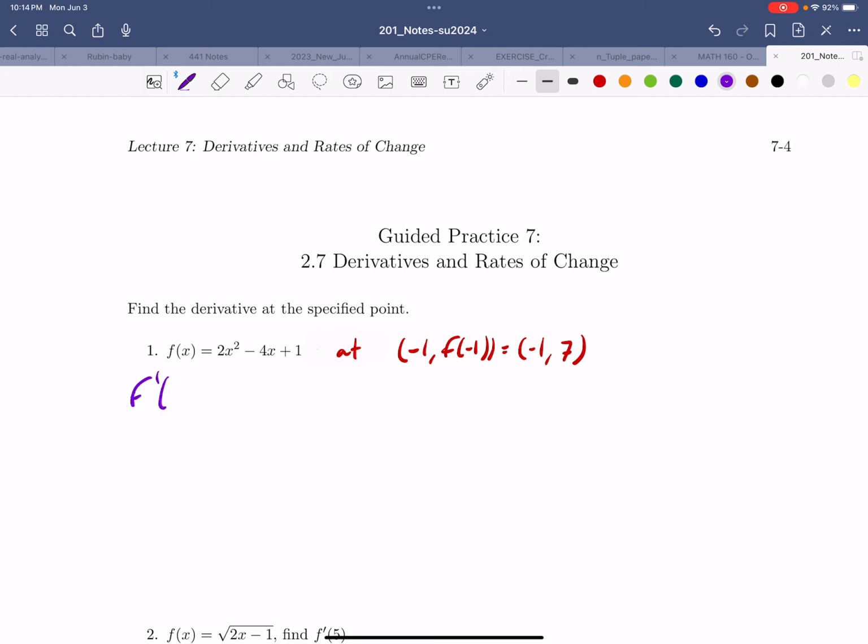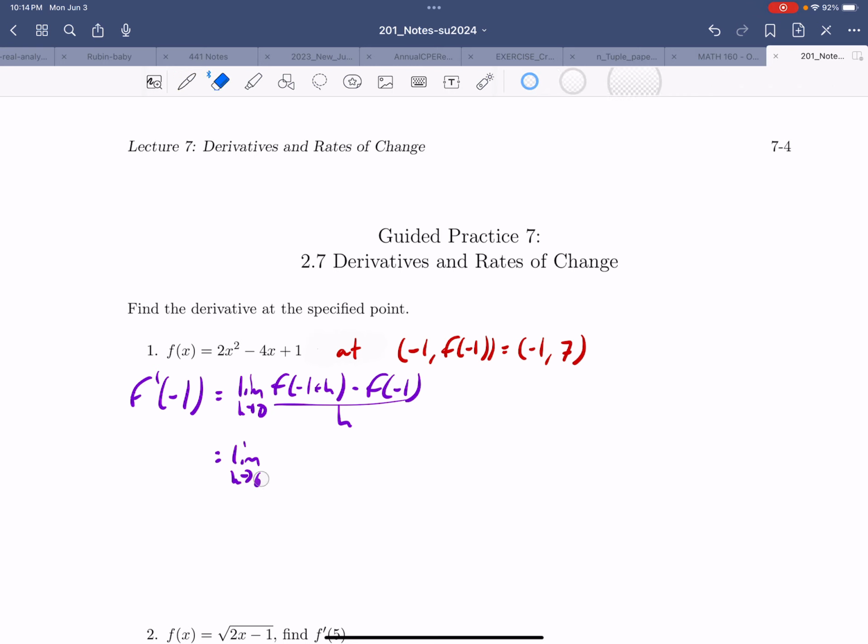We know that we're finding f prime of negative 1, which is the limit as h approaches 0 of f of negative 1 plus h minus f of negative 1 all over h. Now remember, we know what f is, so let's just plug in negative 1 plus h. Now it's going to be a little bit nasty, right? We're going to have to FOIL that. And then I guess, assuming we did that properly, we know that f of negative 1 is 7.